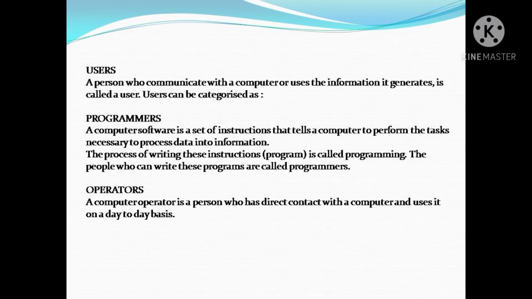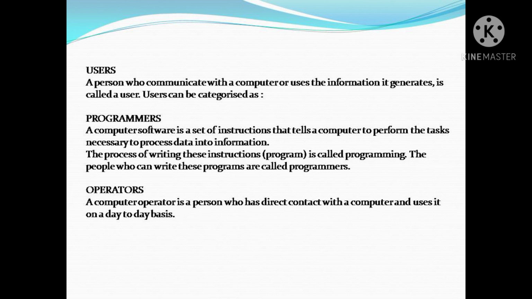Now let us see users. A person who communicates with a computer or uses the information it generates is called a user. The person who is working on the computer is called a user. Suppose you are working on a computer, you are called a user. Your mama is working on the computer, she is also called a user. Now users can be of different types. What are the different types?